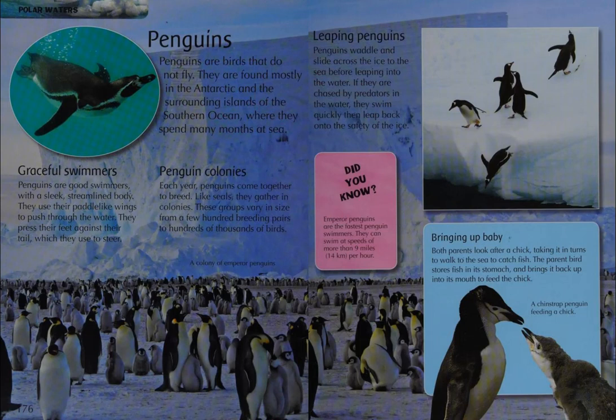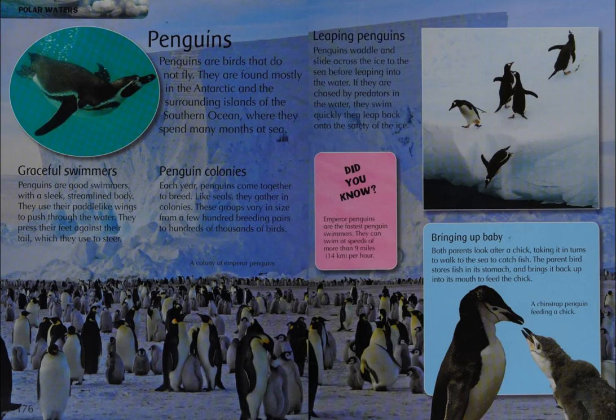Penguins. Penguins are birds that do not fly. They are found mostly in the Antarctic and the surrounding islands of the Southern Ocean, where they spend many months at sea. Graceful swimmers. Penguins are good swimmers, with a sleek, streamlined body. They use their paddle-like wings to push through the water. They press their feet against their tail, which they use to steer.